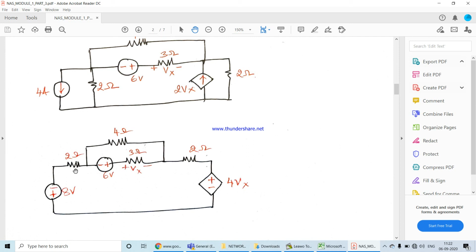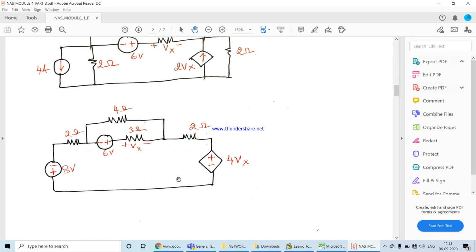Fine. What would be the next step? Now you can see in this particular circuit, we have this parallel. If this parallel is converted into series, then we might get one single loop where we can easily find Vx by finding the current in that loop. So how do we do this? We have this parallel; how do we convert that into series?